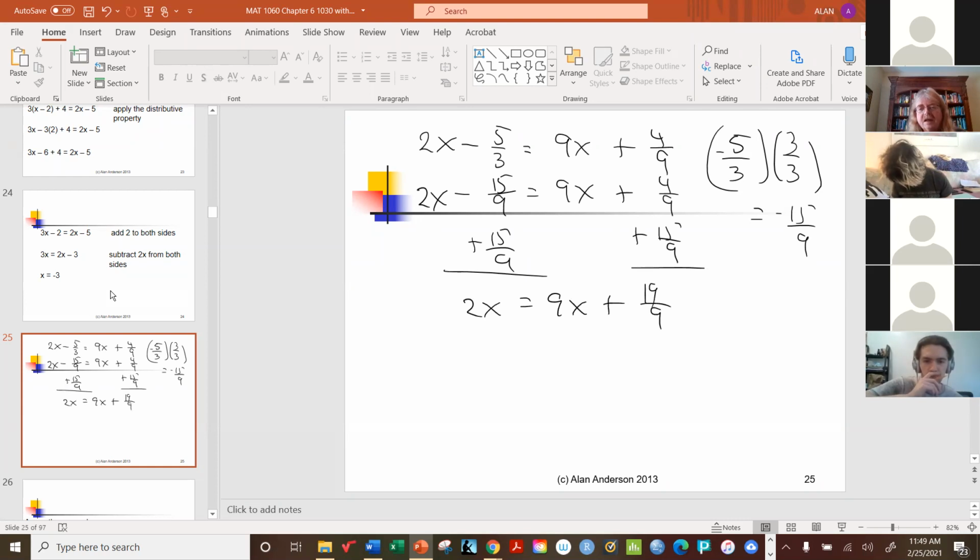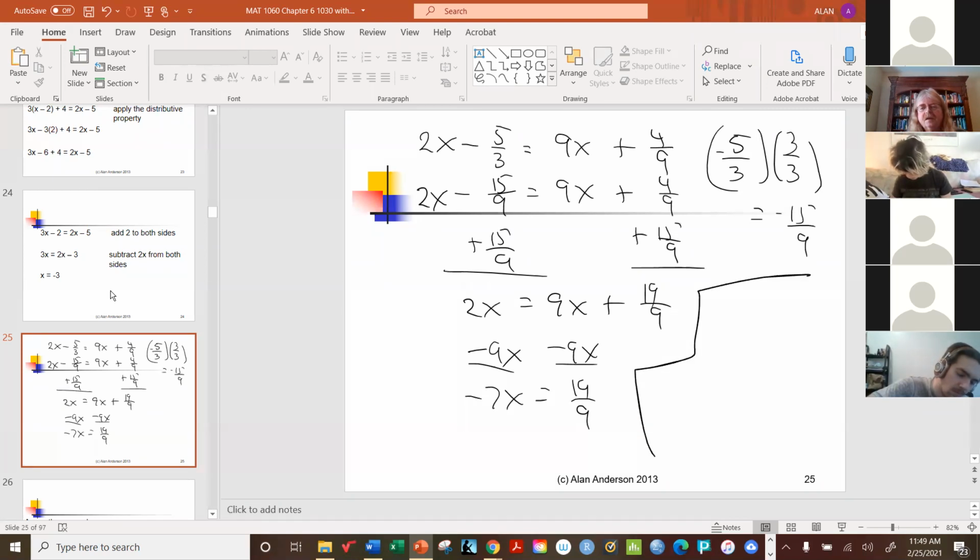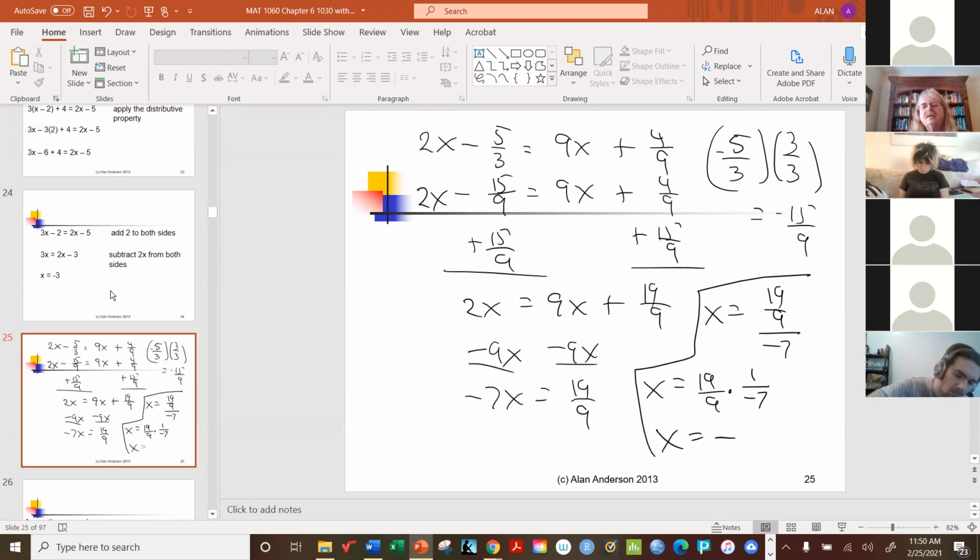Now I can subtract 9x from both sides. And I have negative 7x equals 19/9. So the last step is to divide both sides by negative 7. Now, x equals 19/9 over negative 7. Algebraically, this is the same thing as 19/9 times 1 over negative 7. And so that leaves me with x equals minus 19.